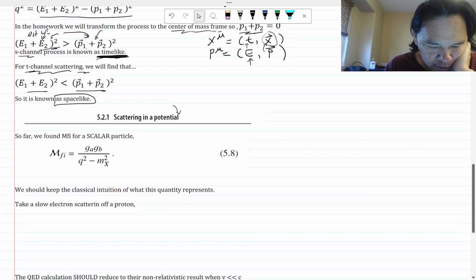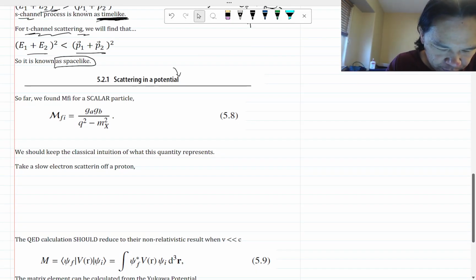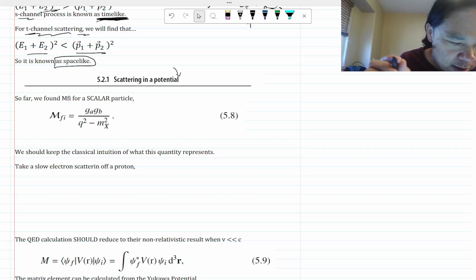The next little subsection here, 5.21. I thought Thompson was going to give you some homework to play around with this, but he didn't. So I'm not sure if I'm going to come up with one or not, that's to be determined. I'll work on that today. But just to discuss what he's trying to get across: so far what we found was that this M fi for a scalar particle, which determines these g_a and g_b, is going to be these coupling constants. If they are the same coupling, then they'll be g squared over this propagator.